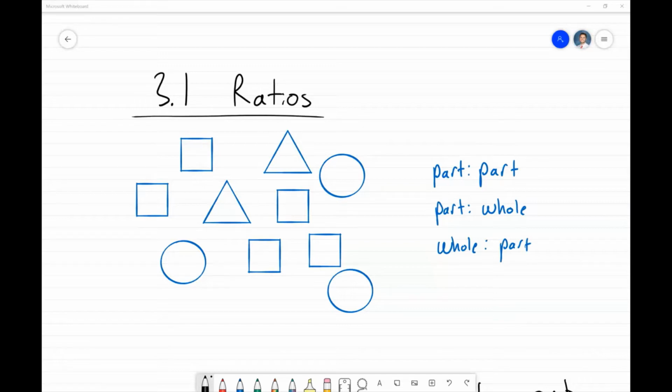Well, if we're looking at this example, we've got some squares, triangles, and circles here. Now, if we wanted to describe the relationship of squares to circles, for example, we can see that there are 5 squares and 3 circles. So the relationship of squares to circles is 5 to 3. Now you notice, since I said squares to circles, the number representing squares is first and circles is second. And this is how we can write a ratio.